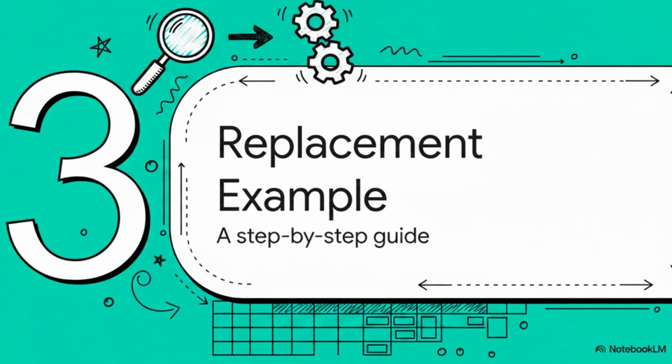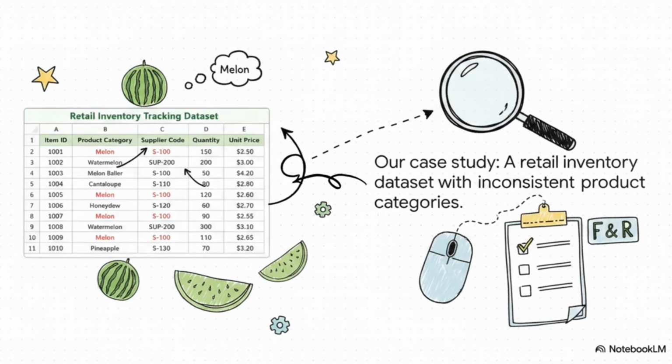The absolute best way to understand Find and Replace is to see it solve a real problem. Okay, so check this out. We've got a simple inventory list for a retail store. But if you look closely at that product category column, you'll see melon listed a few times. But let's say the company wants to standardize everything and call it watermelon from now on. Our job is to fix this, and we need to do it fast and without any mistakes.